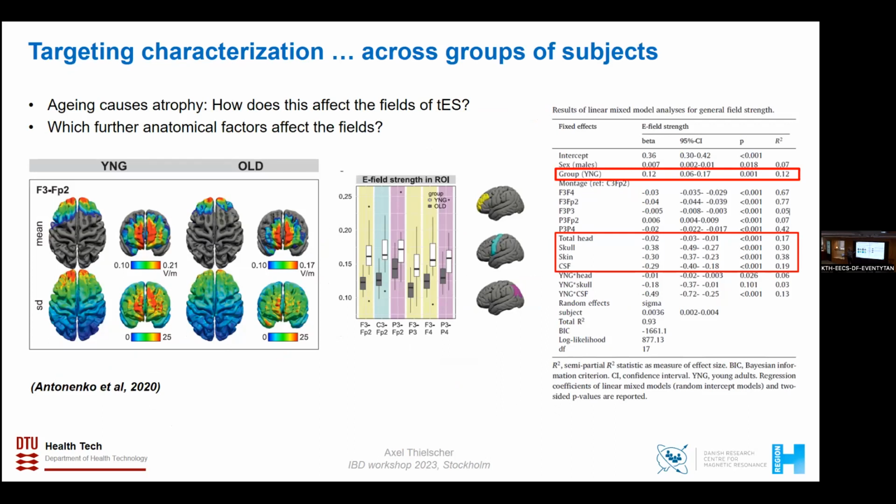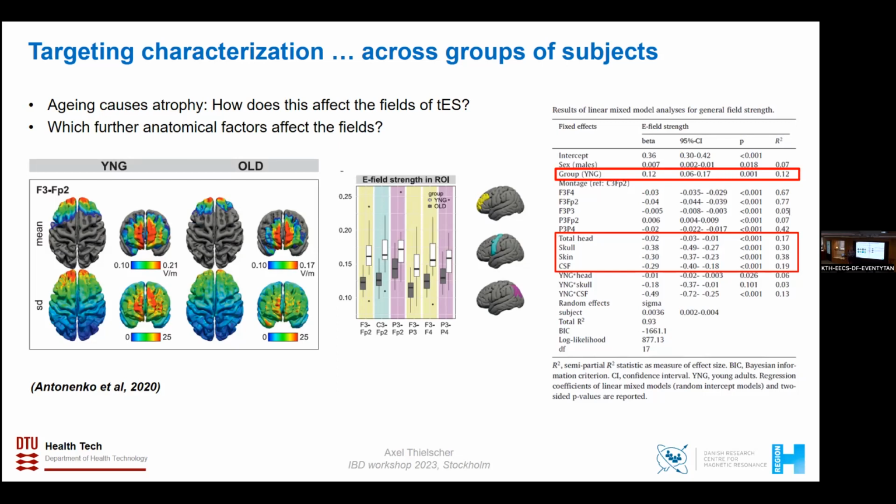Then you can also just start comparing groups of subjects. That would be more or less, yeah, almost the same montage. Again, a frontal montage here in young and old subjects, and please note that the values here, so the color bars are quite different. It just shows that when you have old subjects and you apply the same montage with the same current, less reaches the brain.